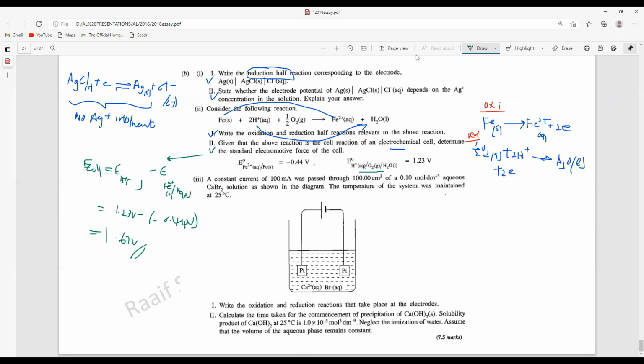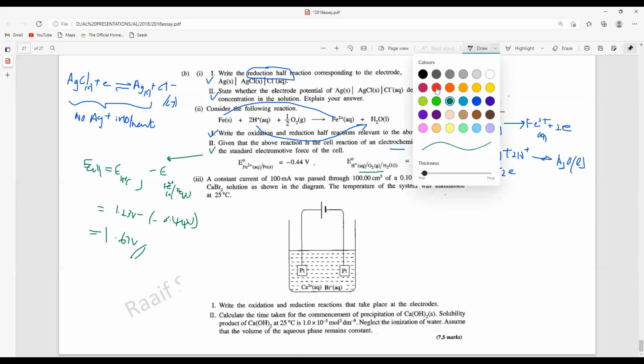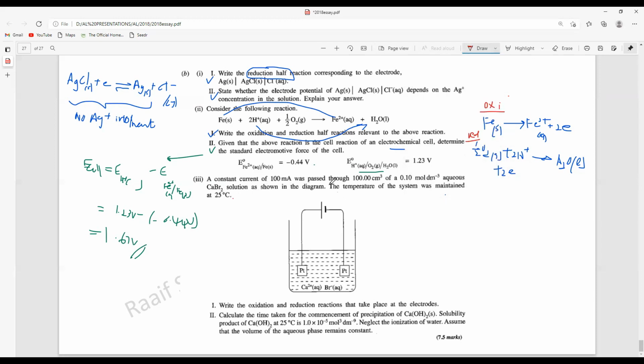And the last part is again about some small calculation. A constant current of 100 milliampere was passed through this solution, which is given as calcium 2 plus, calcium bromide, and the temperature remained constant. And you see here they have used inert electrodes, platinum. So they try to now do the electrolysis using the current flow. Write the oxidation and reduction reaction that takes place at the electrodes.